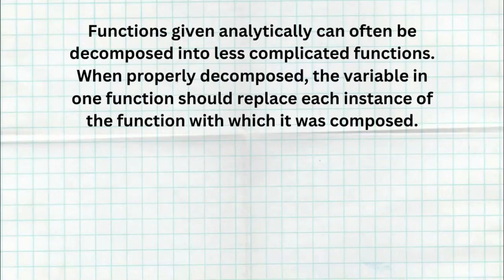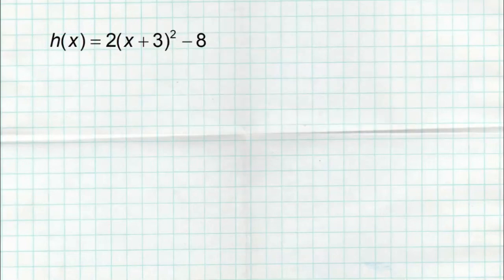Now, functions given analytically can often be decomposed into less complicated functions. When properly decomposed, the variable in one function should replace each instance of the function with which it was composed. Okay, basically a confusing way of saying, let's work backwards here. So what if we have a function and we want to figure out, hey, are there really two functions that were composed of each other to build that new function? And for the most part, these are actually pretty easy to recognize. No one's ever going to give you one that's super difficult. But here's a really simple one.